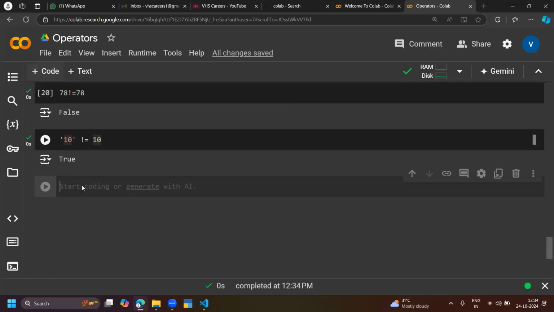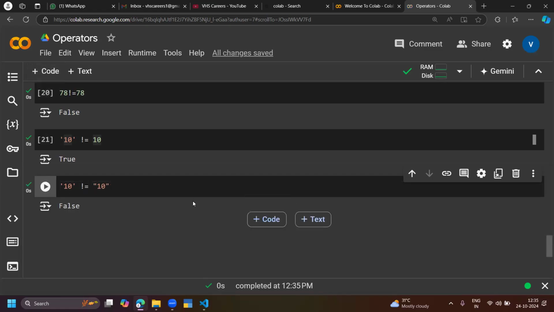Okay, let me go. One more thing. So 10 double equal to 10. Or I am saying 10 not equal to 10. When I say 10 not equal to 10, what is happening? That is string, this is string. Basically, both are true. Both are true means 10 is equal to 10.